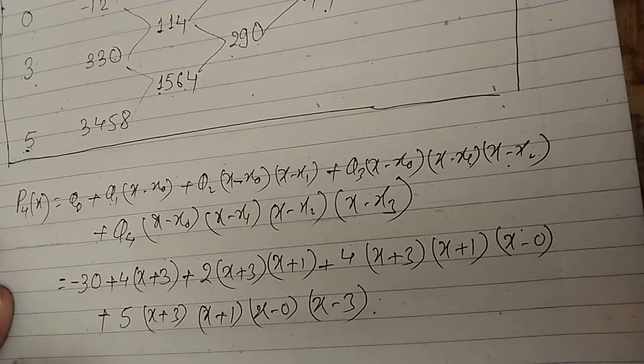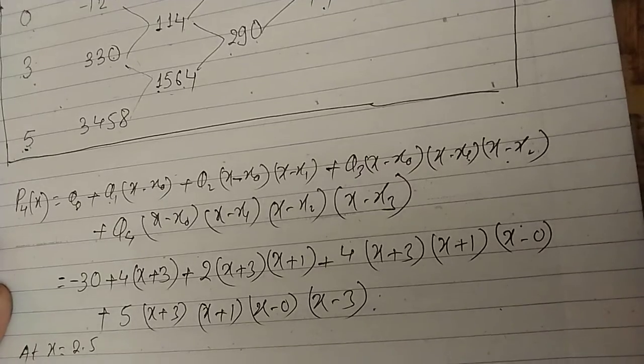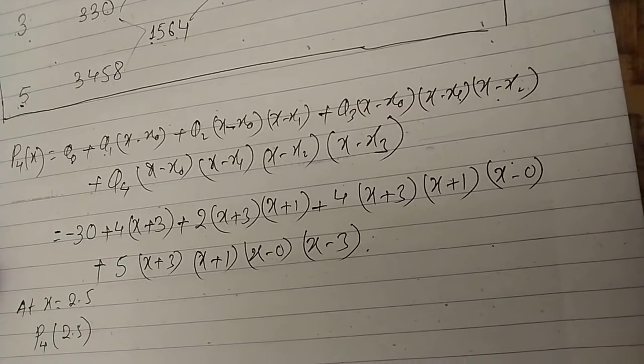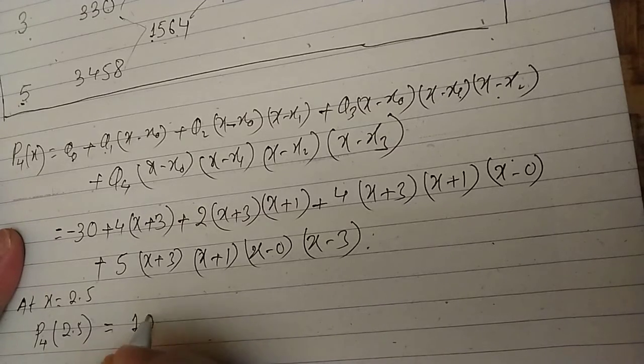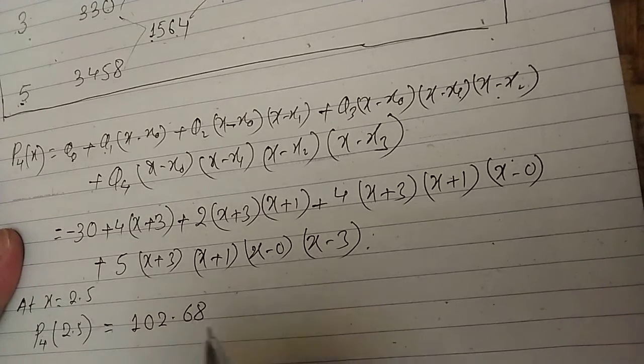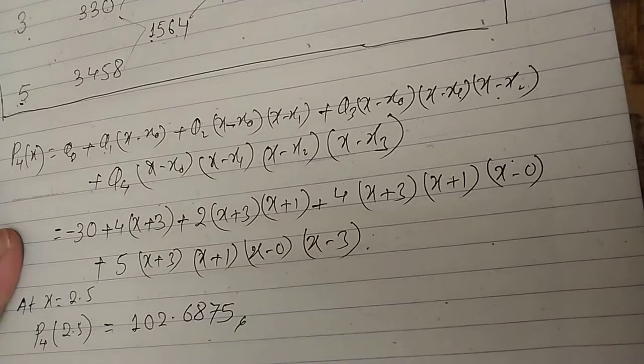So what is asked in the question? At x equals to 2.5, find the value of P4(2.5). Put x equals to 2.5 and calculate it. You'll get the result 102.6875. So four decimal places.